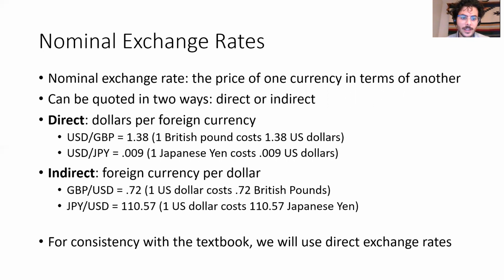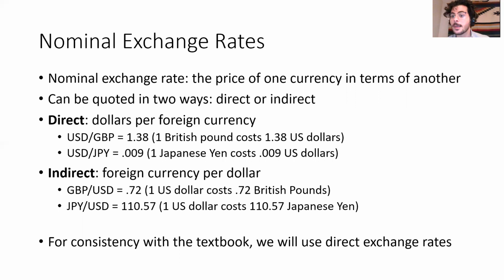For example, the direct dollar to British pound exchange rate is 1.38 right now. That means that there are $1.38 per British pound, or thinking about it another way, that one British pound costs 1.38 US dollars. The indirect exchange rate is the amount of foreign currency per dollar. Looking at the same dollar to British pound exchange rate, if we quote it the indirect way, it would be 0.72. This means that there are 0.72 British pounds per dollar, or that $1 costs 0.72 British pounds.